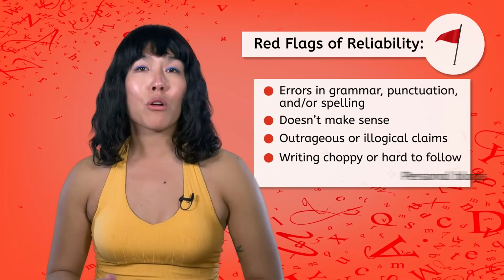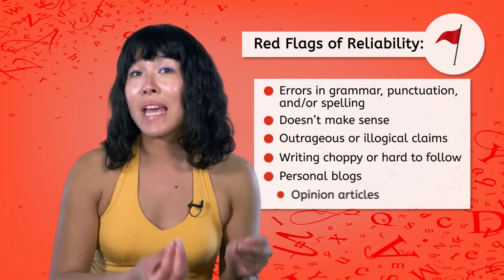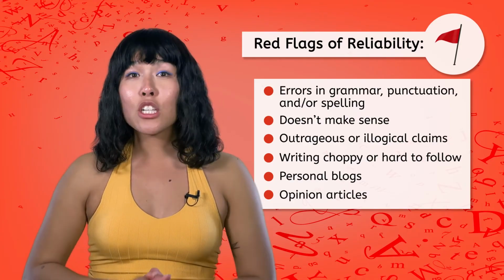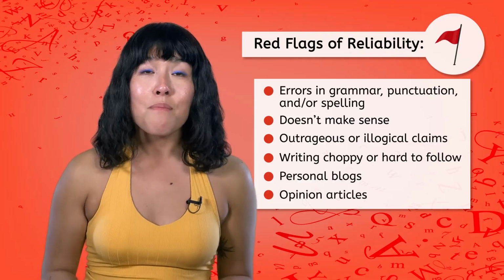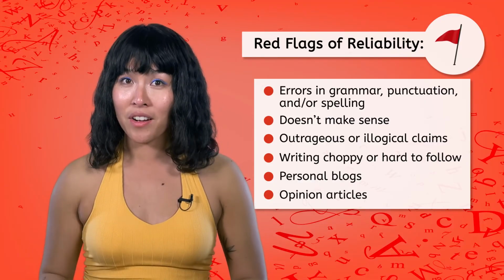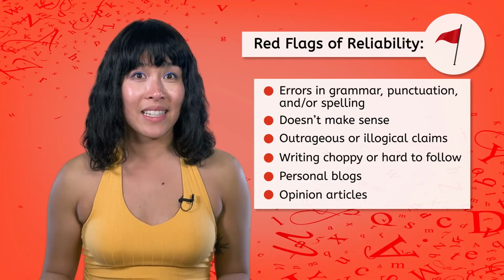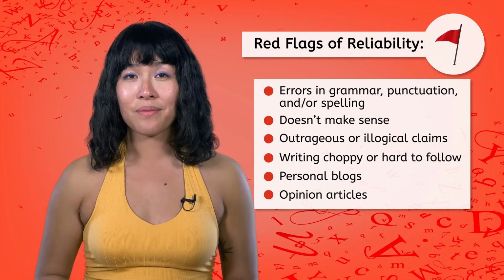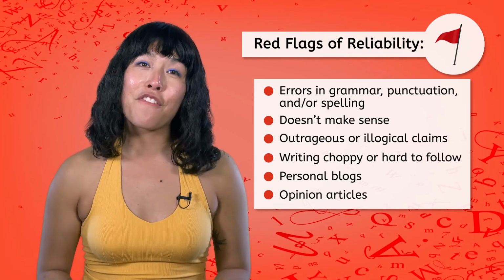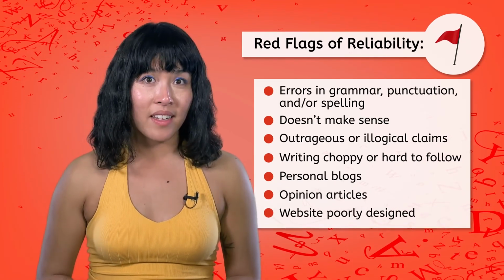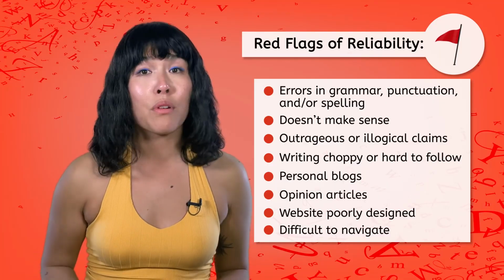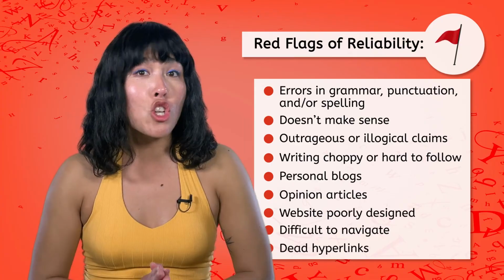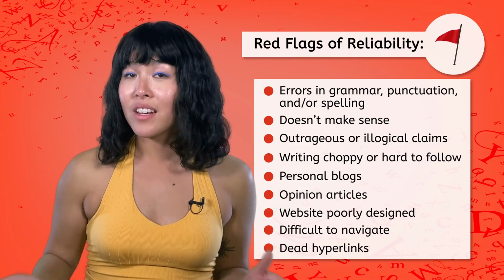If the website is a personal blog or it says it's an opinion article, these are also red flags. Opinion articles may include useful information and facts, but they are telling the opinion of the writer and will likely be biased. It's best not to use these for sources for an academic project. The last red flag involves looking at the quality of the website. If it's hard to navigate or it looks unprofessional or dated, that's a red flag. If there are hyperlinks that no longer work on the website, that's another red flag.